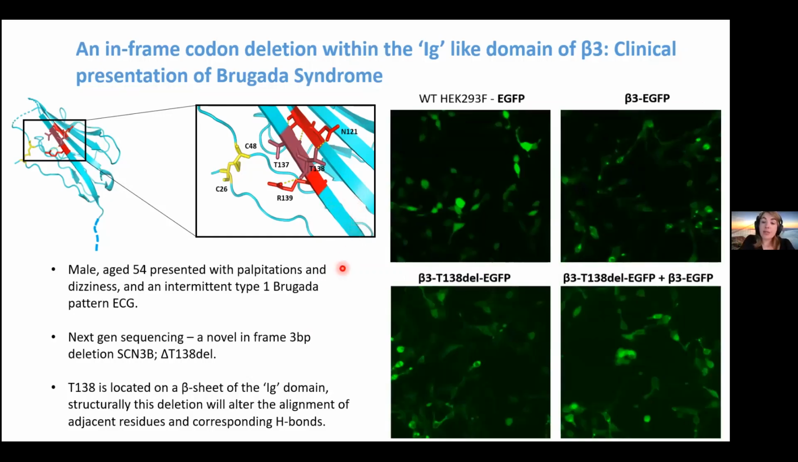So we decided to engineer this mutation into our beta 3 construct. So we have the wild type beta 3, the beta 3 lacking that threonine, and then we also carried out a co-transfection, an equal mixture of the two, in order to try to recapitulate the heterozygous nature of the individual. And while these aren't high resolution, what you can see is they largely express well and seem to be distributed to different membrane compartments, in contrast to just the extracellular EGFP, which is diffusely spread across the cytoplasm.